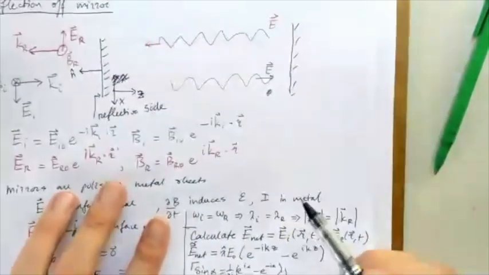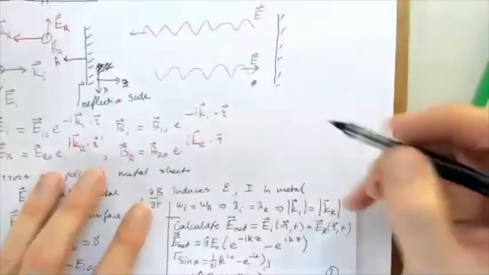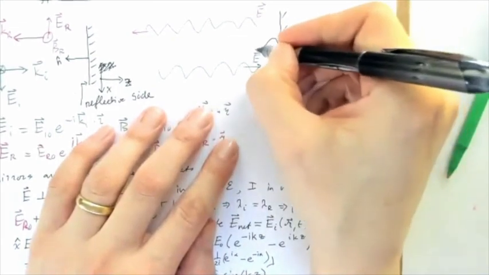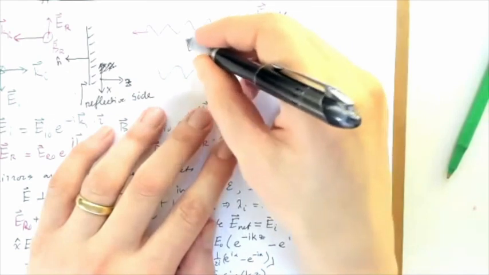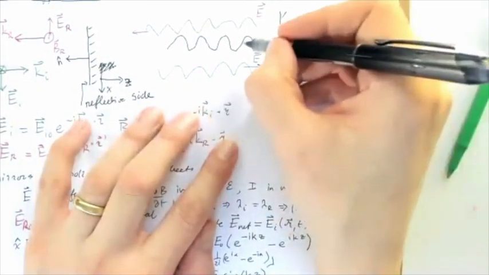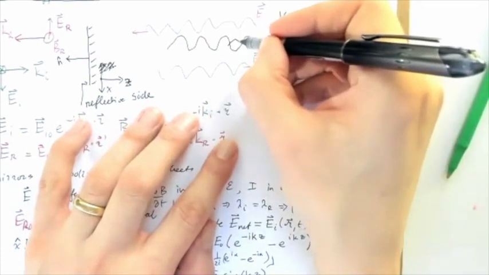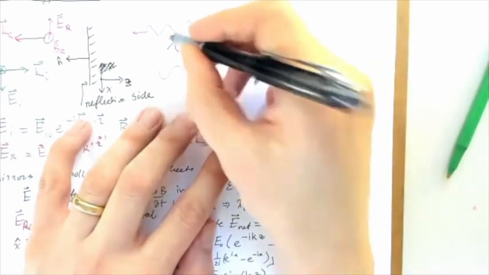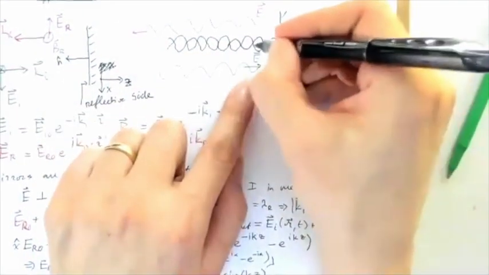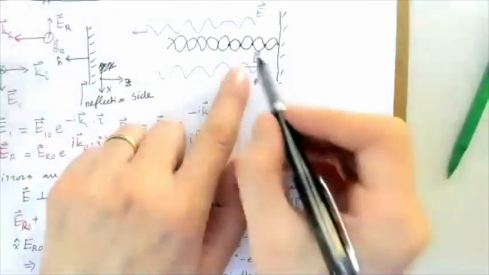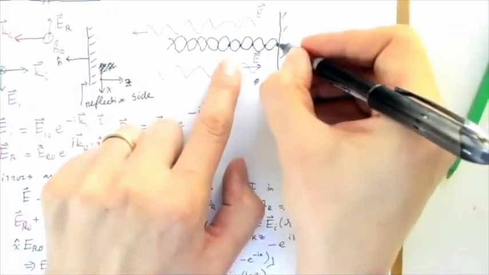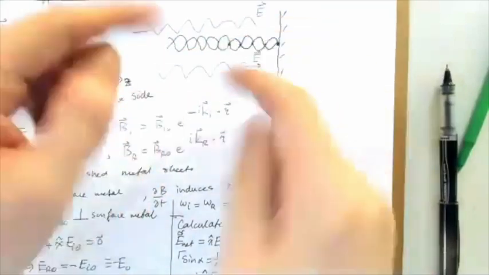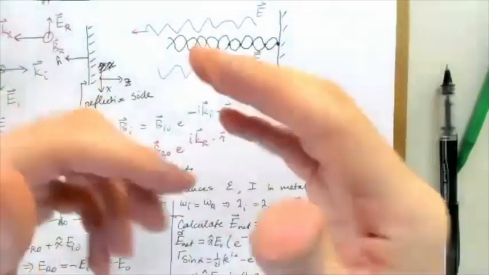So let me draw that. You put these on top of one another. You get the net field, which is doing this, and then doing this. So it's not traveling anymore. So there are nodes here, there, and there, where the field is 0. And of course, the field is also 0 here, because that's the boundary condition. And it basically fluctuates up and down. So it's a little bit like a jump rope, right? It goes up and down, up and down.